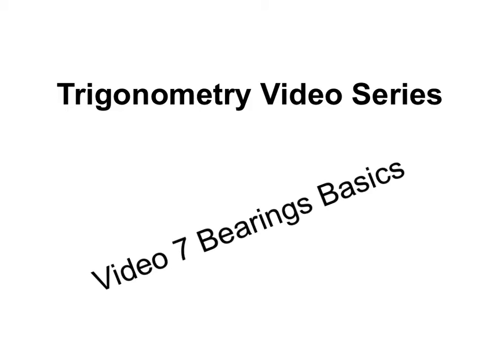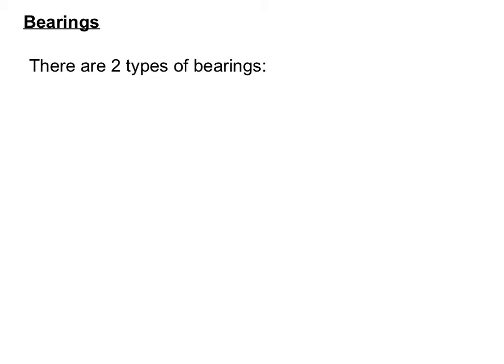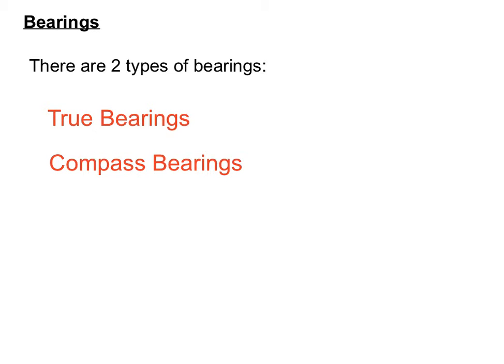In this video we are looking at bearings. What are bearings? Well, there are two types of bearings, but we'll have a look at each of those. Bearings use angles to give the direction from one place to another. Two types: we have true bearings and we have compass bearings.